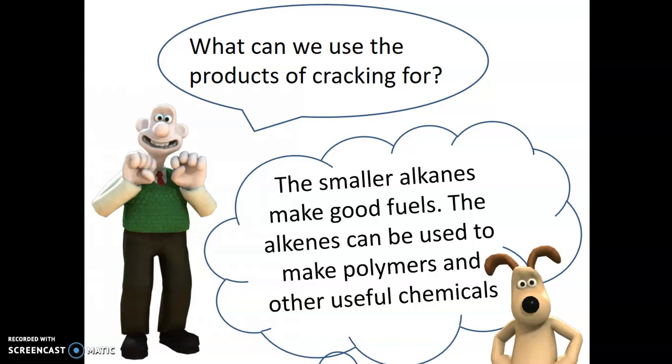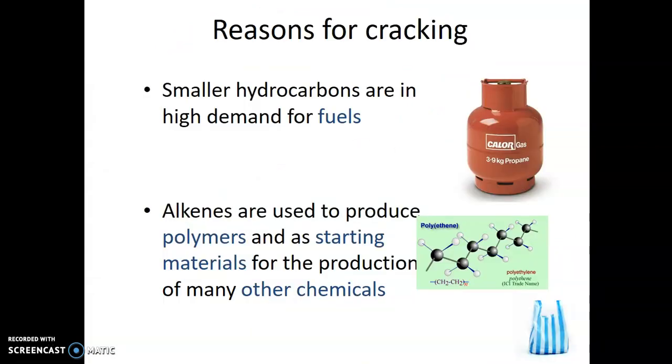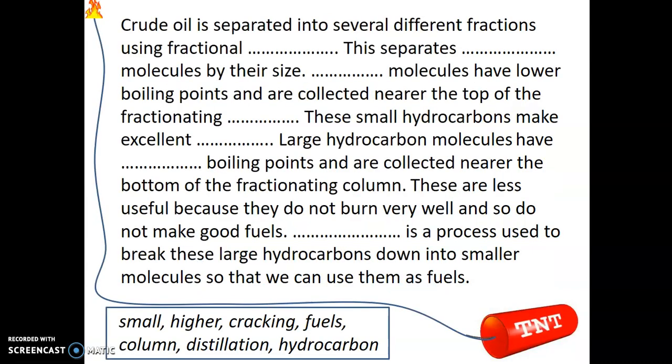Now the smaller alkanes that are produced from cracking are much more useful because they make much better fuels. Because if you remember, the smaller the molecules in an alkane, the easier it lights, and the easier it is to pour, etc. The alkenes that are produced can be used to make other substances. So the smaller hydrocarbons are used for fuels, the alkenes are used to produce polymers like polythene and things like that. They are also used as starting materials for the production of other chemicals and other things that we use.